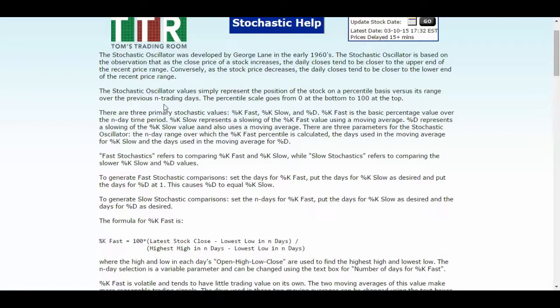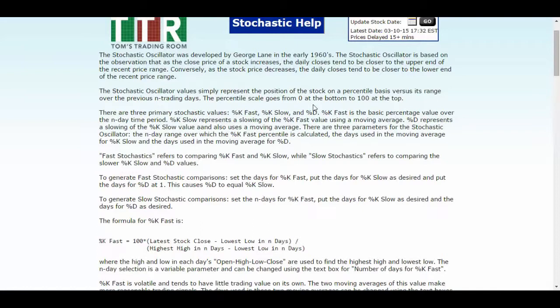What the stochastic oscillator values represent is the position of the stock on a percentile basis versus its range over the previous N trading days. The percentage scale goes from 0 at the bottom to 100 at the top. We're looking for these percentage K lines or the percent D line to be in an oversold zone or overbought zone. On the percentage scale, from 0 to 20 is an oversold zone, and from 80 to 100 is an overbought zone.